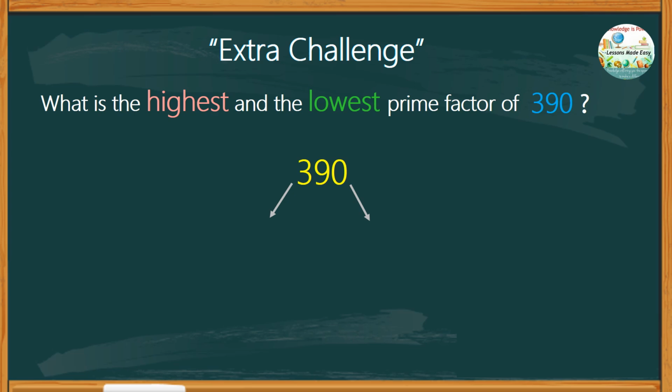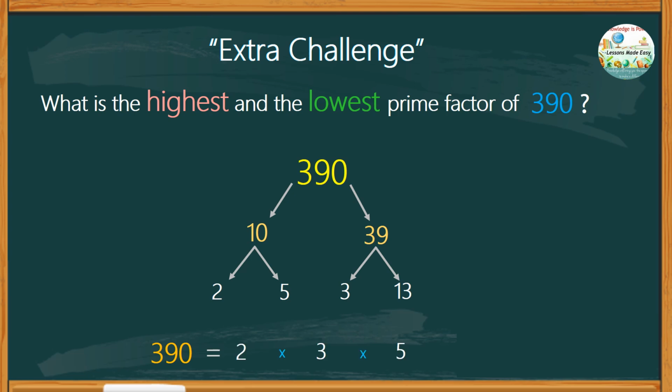Since this is a 3-digit number that ends in 0, the obvious factor is 10 and 39, which are not prime. 10 can still be broken down into prime factors of 2 and 5. While 39 can still be split into prime factors of 3 and 13. Now we have all the prime factors. 390 can be expressed as 2 times 3 times 5 times 13. The highest prime factor of 390 is 13, and the lowest prime factor is 2.